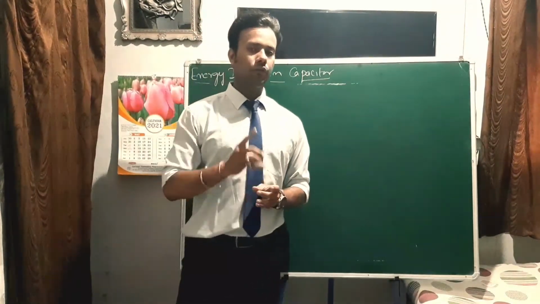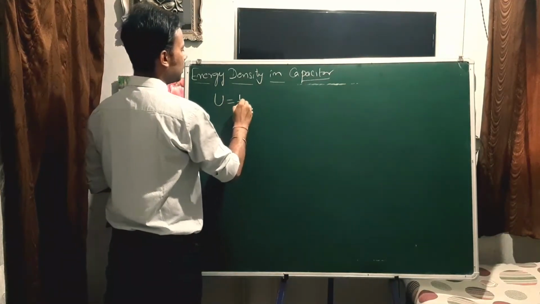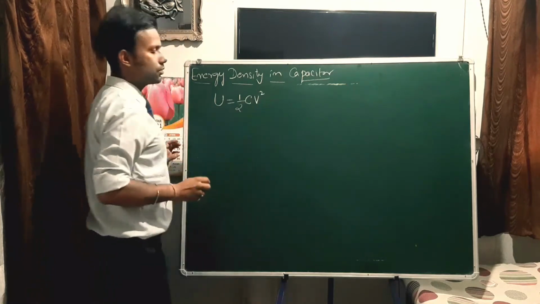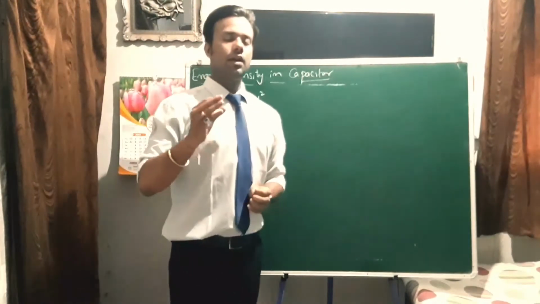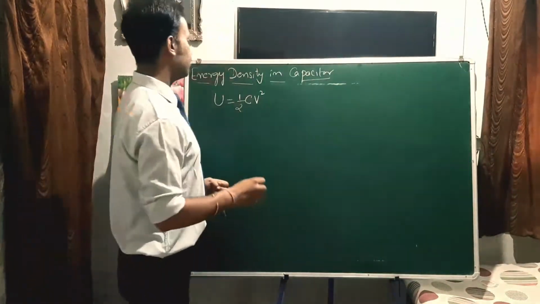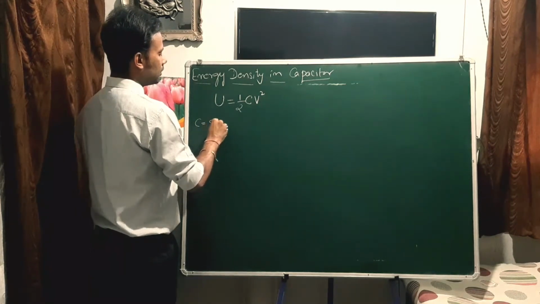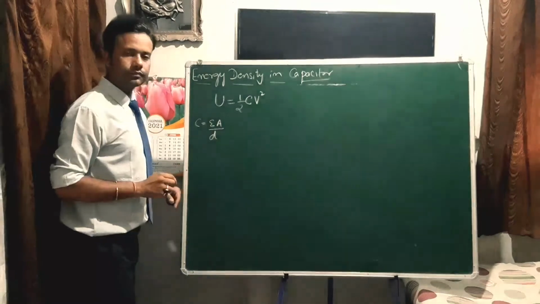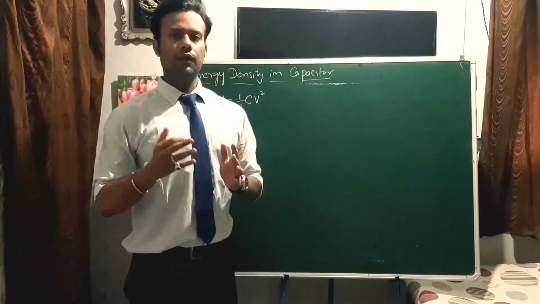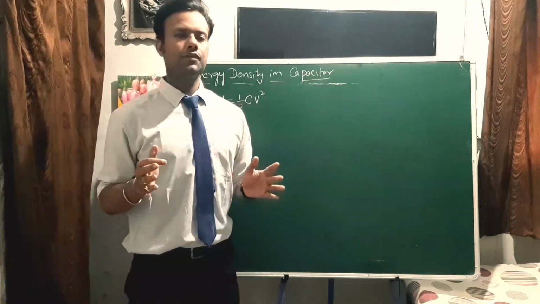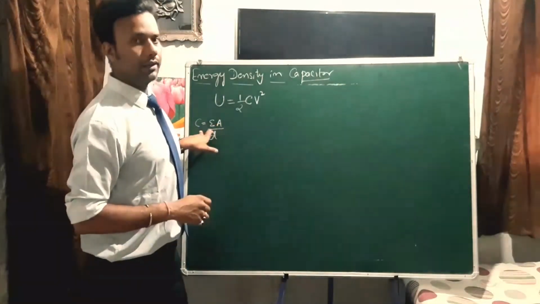What was the formula of energy stored in the capacitor? That was U equals half CV square. We know the value of capacitance of a parallel plate capacitor, that is C equals epsilon naught A upon D. Here I have assumed that the space between the plates is filled by air or vacuum. That is why I didn't take K, right?